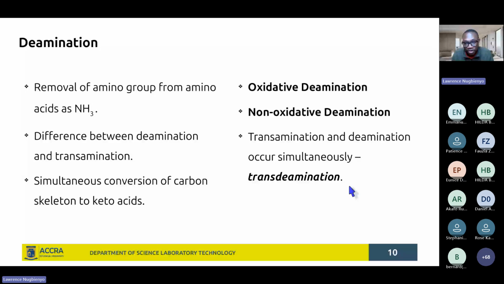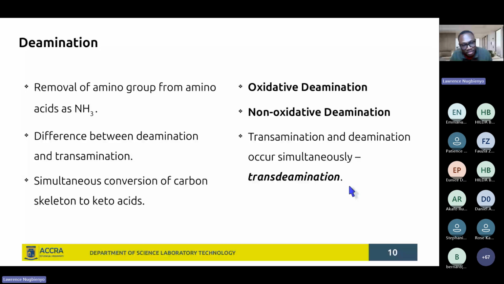So you can see the interconnection. First, the amine group is transferred. And quickly, that amine group is removed from glutamic acid or glutamate. So there is that simultaneous occurrence of these two processes of transamination and deamination.